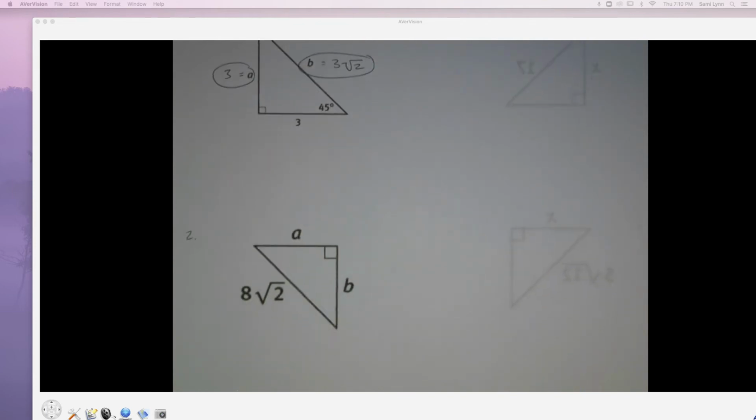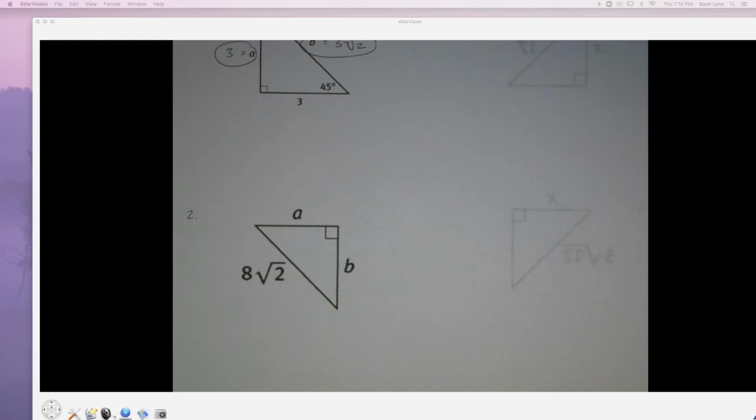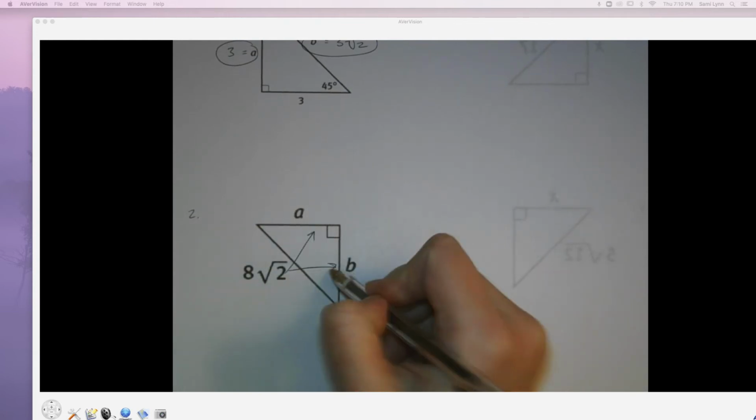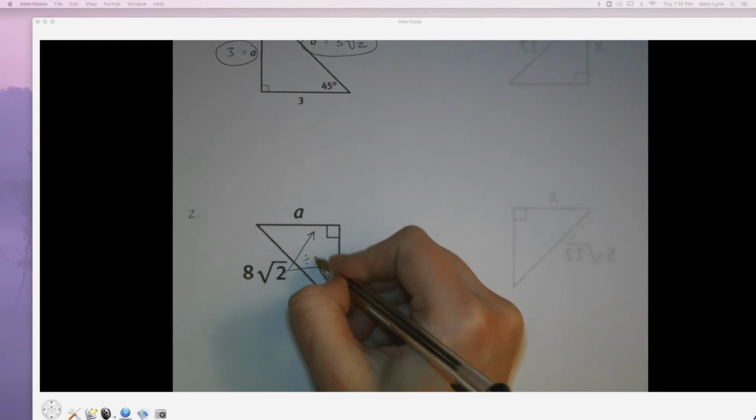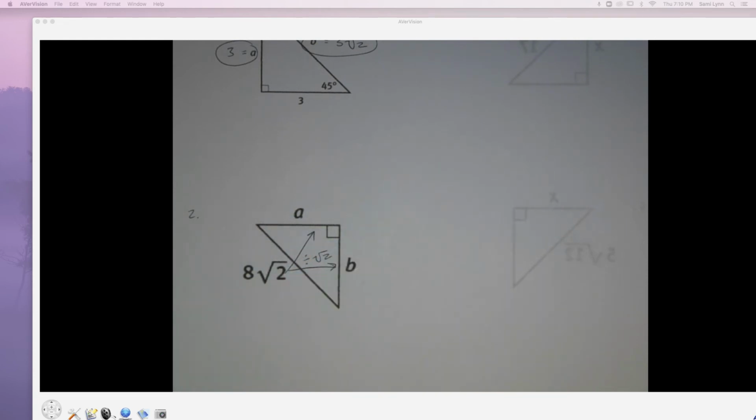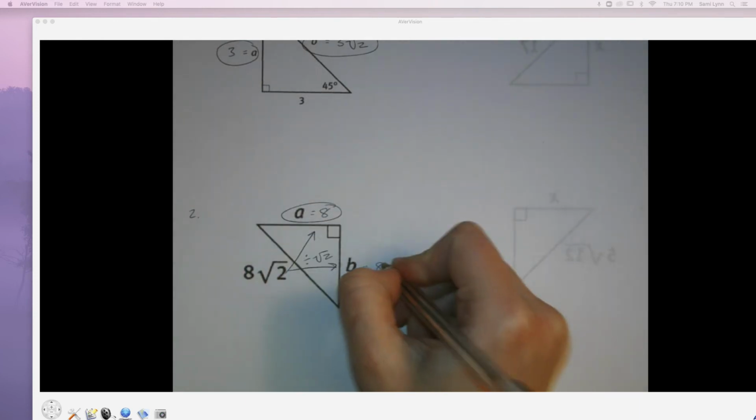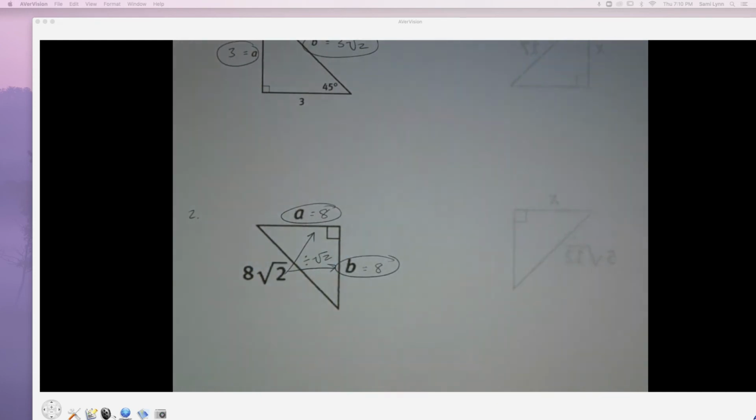All right, B. This time we're given the hypotenuse, so what do I have to do to get to my legs? I need to divide by root 2. And you might be saying, isn't that just 8? Because root 2 over root 2 is equivalent to 1, so 8 times 1 is 8. And you would be right about that. Since our legs are congruent, I know that both A and B are 8.